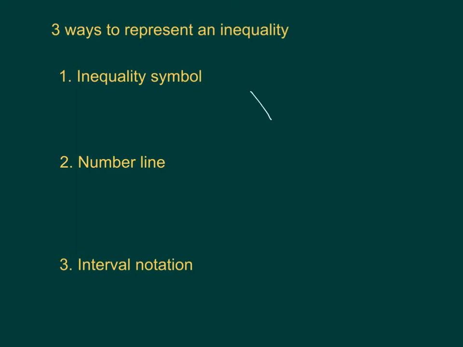If I said this, let's think about how you would read this. You always start from the left or from the variable. In this case, it's x. X is less than 3. That's how you would read that.